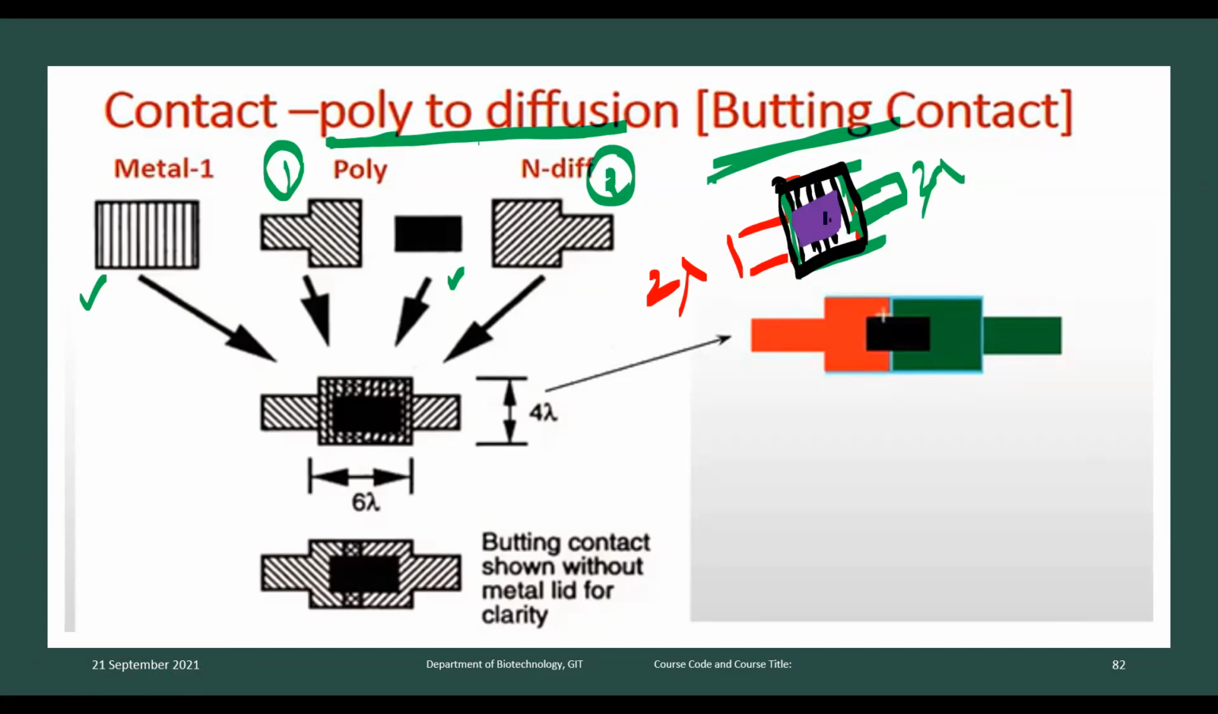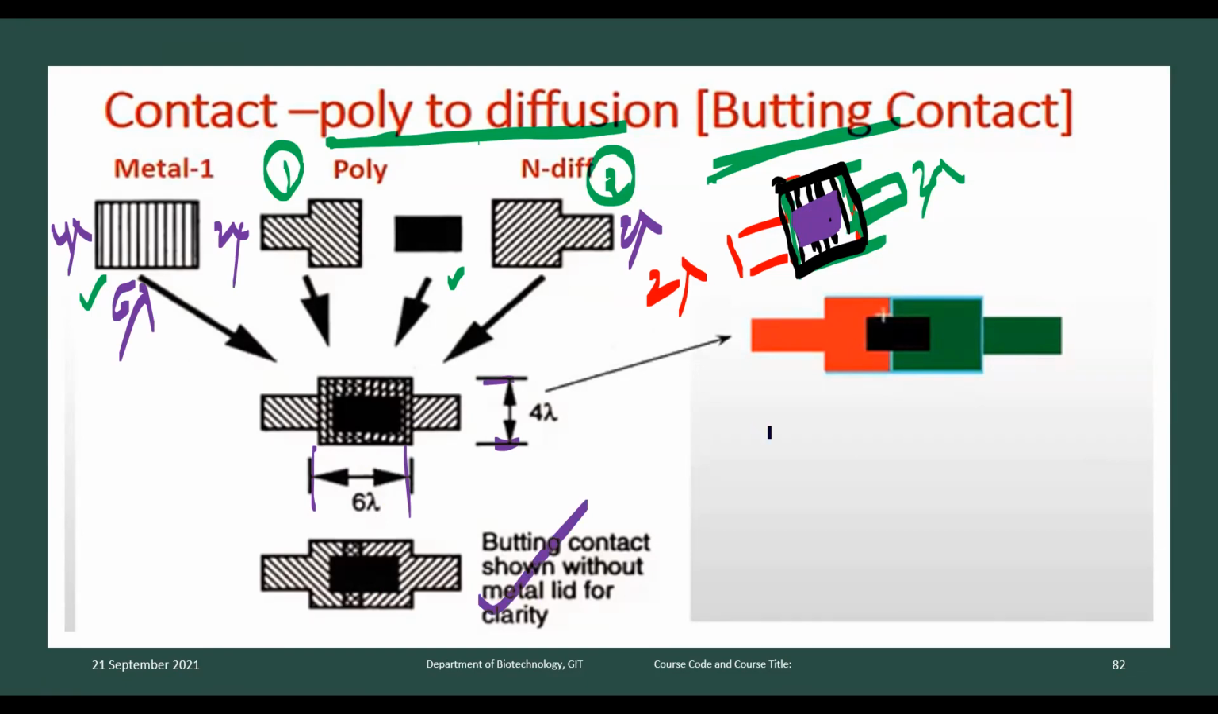Here the size of this metal is 4 lambda. This is 2 lambda poly minimum. All are minimum values I am talking about; I don't want to go into the maximum value. Metal 1 length is 6 lambda, so 6 lambda long and 4 lambda wide. That is how the butting contact is made.